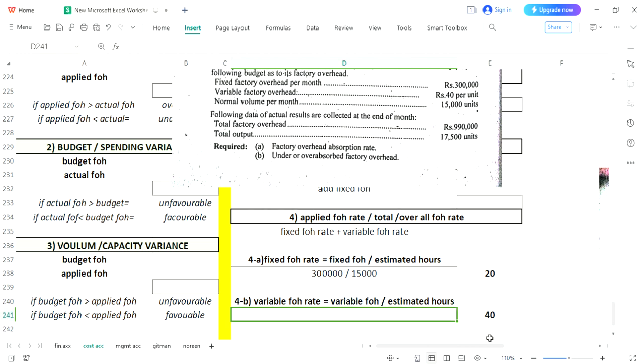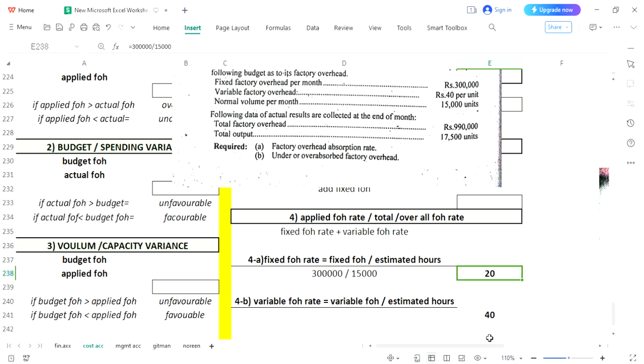We do not need to divide variable FH by estimated hours. Why? Because the purpose of dividing was to have the rate. Rate is already available in the question. So it means rate has automatically been sorted out.